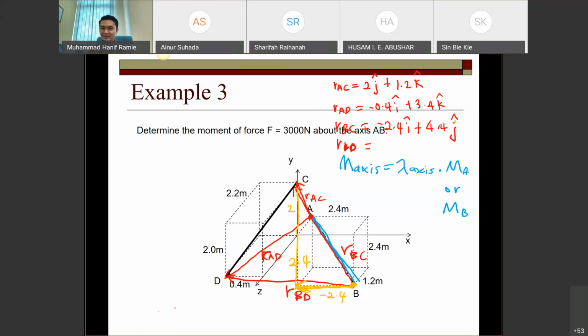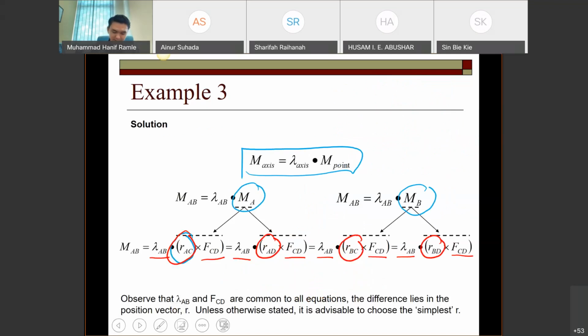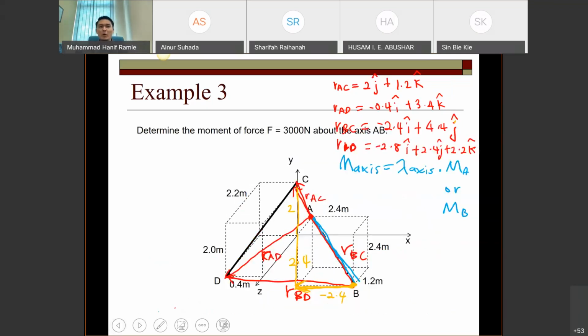The answer is 2.4J. Then negative 2.8x and 2.2k. Okay, yes. X should be I. So the answer is correct. It should be negative 2.8I plus 2.4J plus 2.2K. Okay, right. So this is the answer for all the R's.